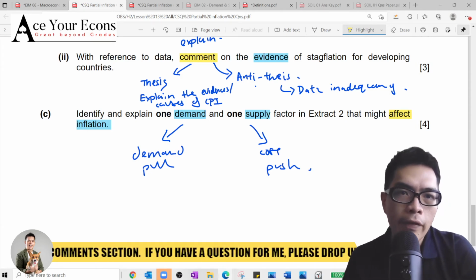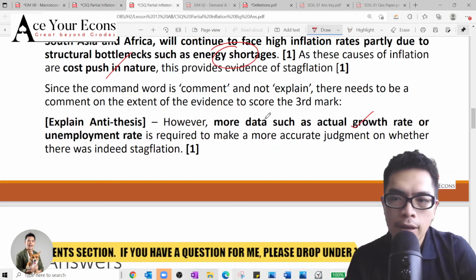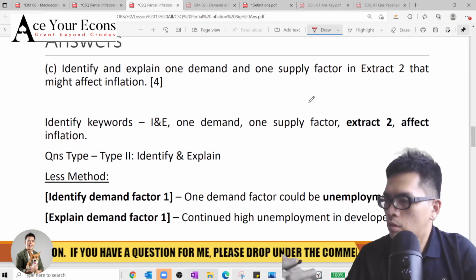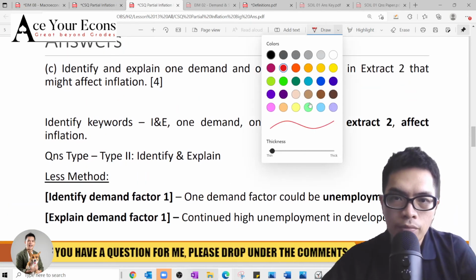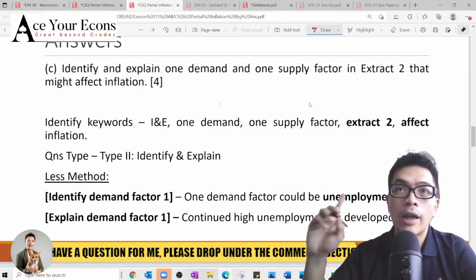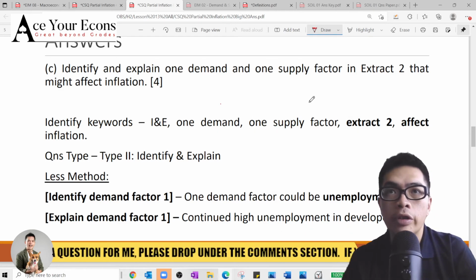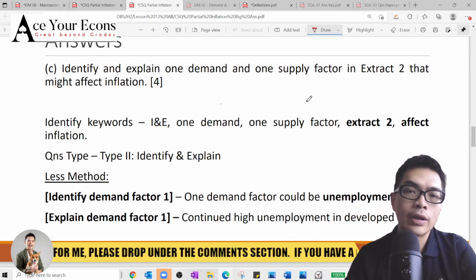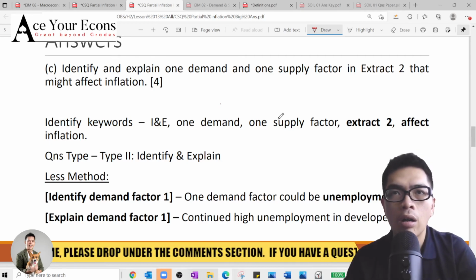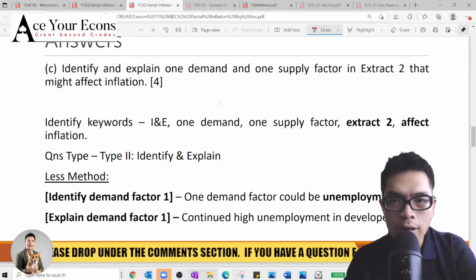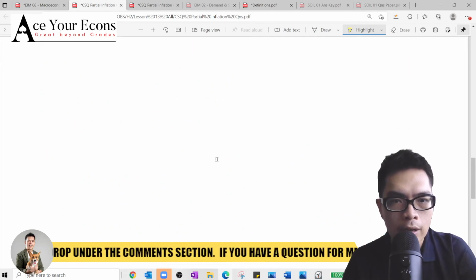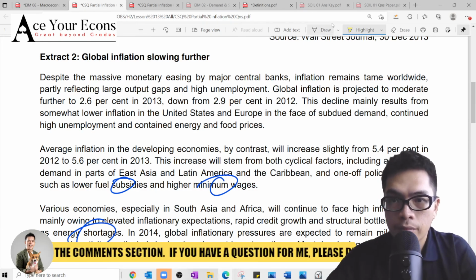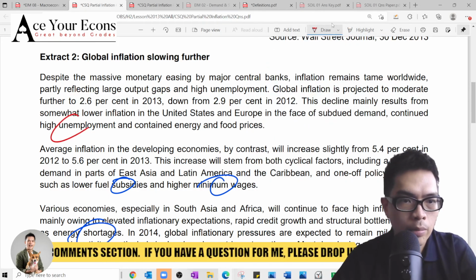Okay, so having said that, let's quickly look at the answer. So remember just now, I was saying I made a very important assumption for demand pull inflation, right? So there are many demand factors here. I will show you how I derive them, but they are all obtained from the extract. So the first factor that you want to be concerned about is unemployment. So you can see this here. I just want to point out, unemployment.